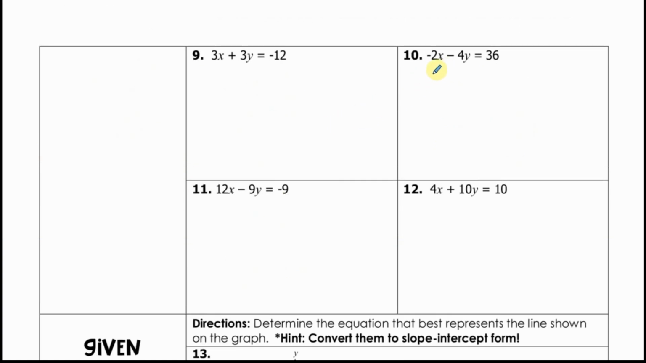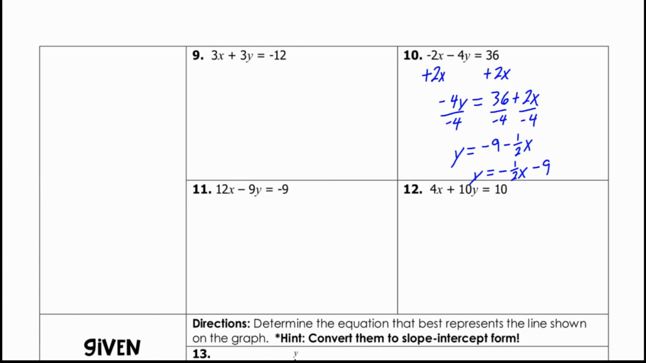Okay, let's take a look at number 10. Pause for just a moment, solve this for y, and then determine the slope and the y-intercept. All right, so let's see how you guys did. So it's a negative 2x, so I add 2x. Bring down the negative 4y, divide by negative 4. Right here, you have a positive 2 divided by a negative 4, so you get a negative, and 2/4 becomes 1/2. And then I change the order so the x term comes first.